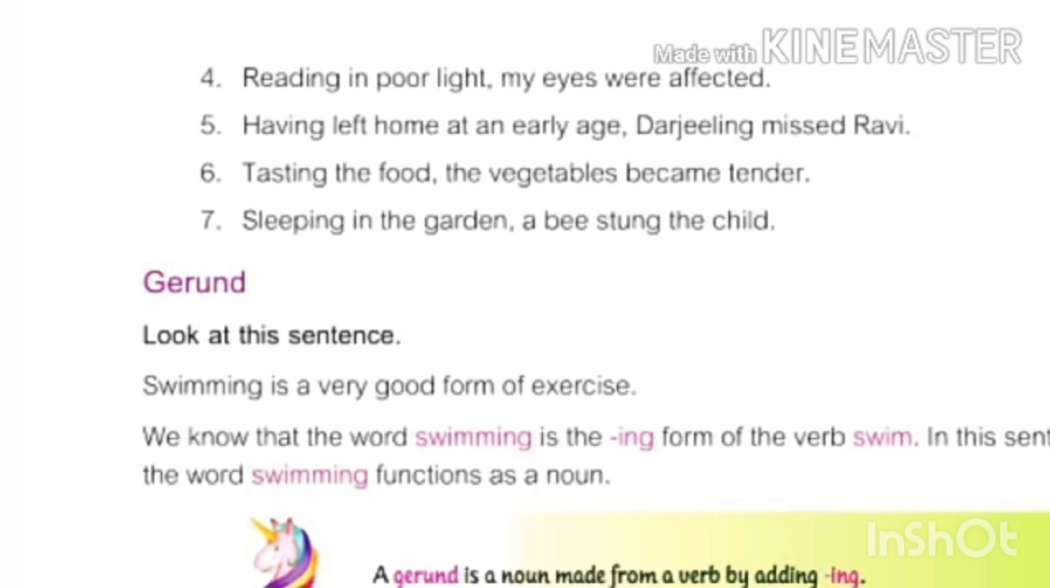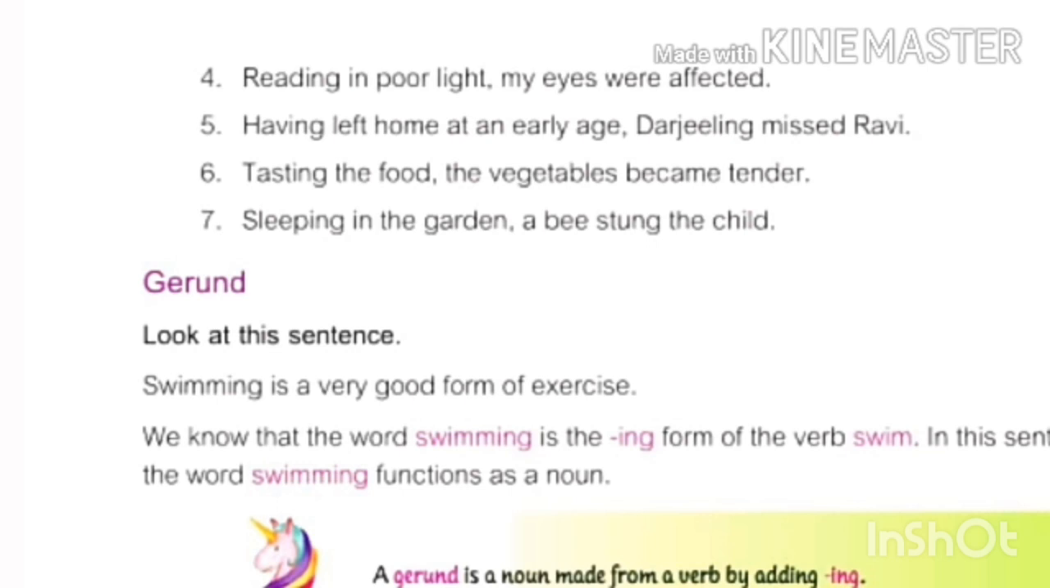So the next question is, "Tasting the food, the vegetables became tender." Again this sentence is as we had seen in the example, so we have to add something here. So let us make it using the present participle tasting: "On tasting the food, I found that the vegetables were tender." We have to add "I found that," otherwise vegetables would be personified. It would be proved that vegetables are living beings and they just became tender themselves.